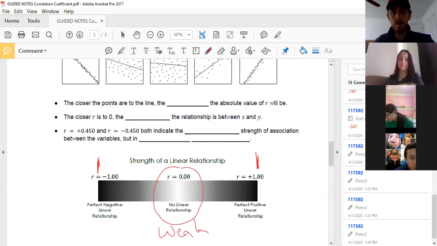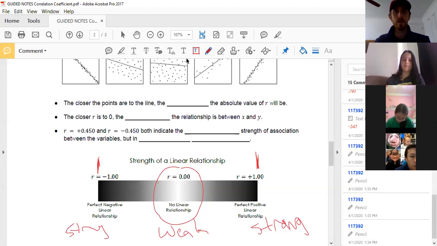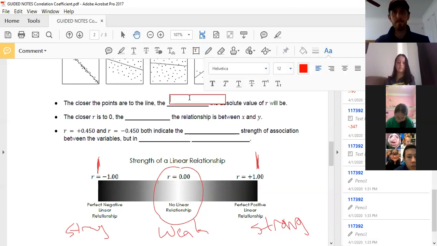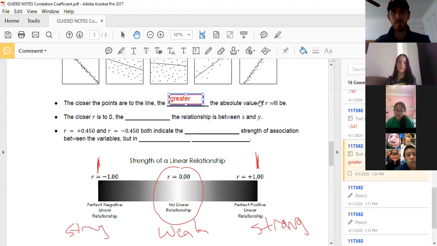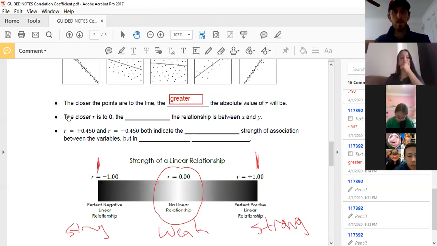All right, so we got close to 0 is weak. Closer to 1 or negative 1, we got strong. So the closer the points are to the line, we're looking for a strong relationship, right? So we would say the greater the absolute value. Does that make sense? The closer R is to 0, the blank relationship. What would we say here? Weaker.